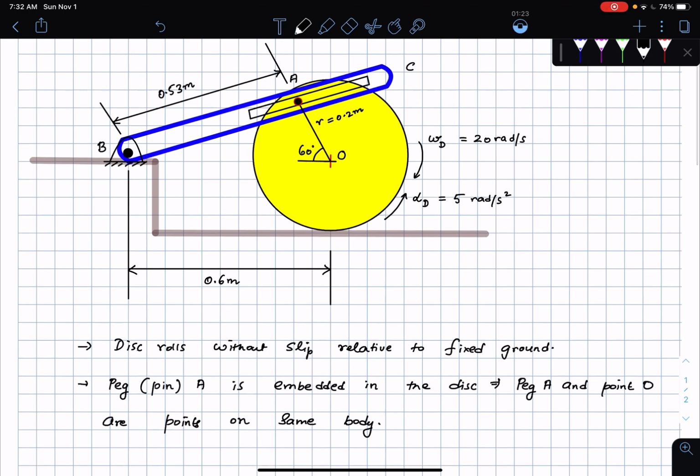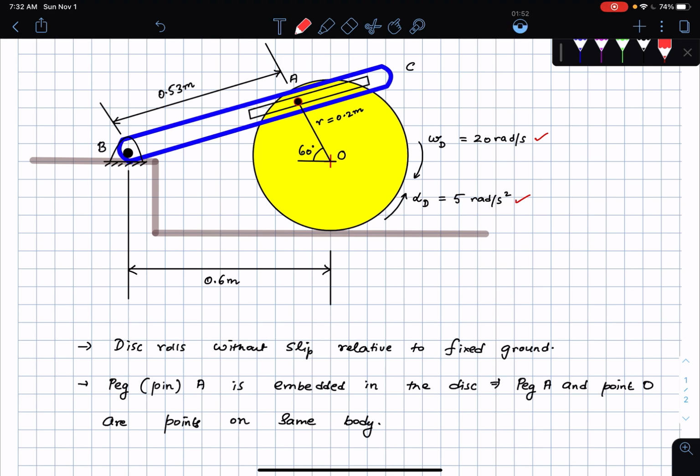We are told that the angular velocity of the disk is 20 radians per second, and the angular acceleration of the disk is 5 radians per second squared. We are told that one of them is clockwise, the other is counterclockwise, so be careful. That's shown here. And we are told that at that instant in time, the angle between the peg at A and point O with respect to the horizontal is 60 degrees.